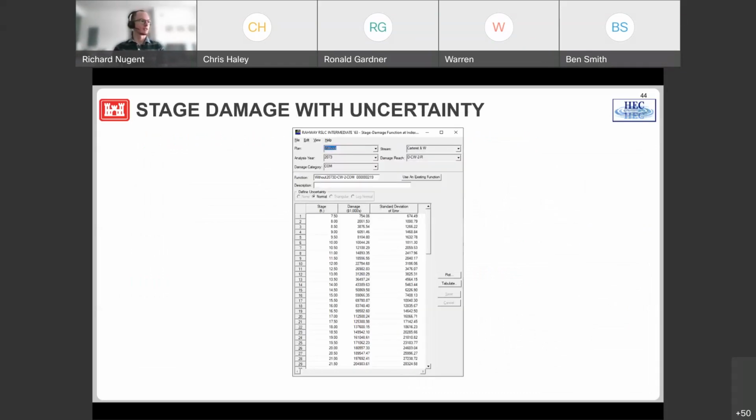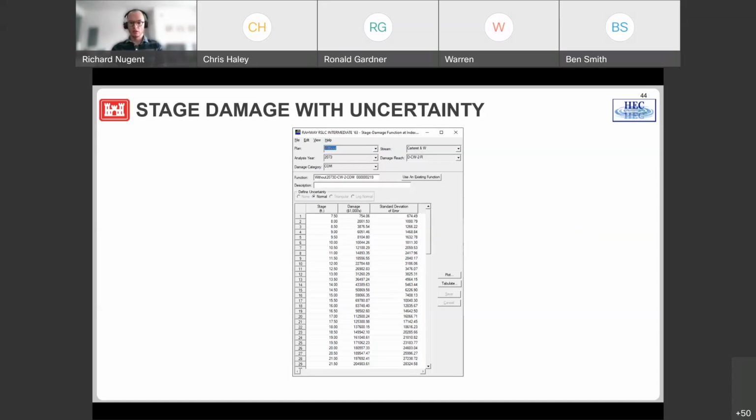Okay, so let's talk about this. Here is a report of a stage damage function. Stage is the first column, then we have damage, and then we have the standard deviation of error. So we have a distribution of damage for a given stage, right? This uncertainty is described using confidence bands around the mean or expected level of damage. And the dispersion of the confidence bands is a function of the uncertainty about the factors that together define the stage damage relationship. Those are things like uncertainty in percent damage for a given depth, uncertainty in the first floor stage, uncertainty in the structure value. All those things feed into the standard deviation of error here.